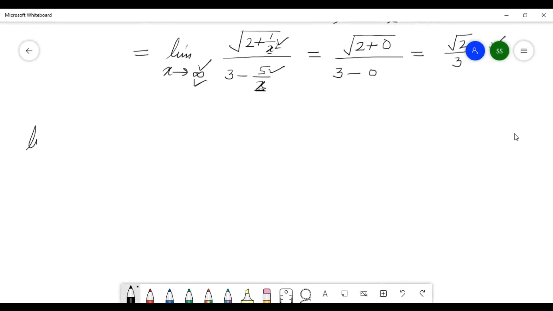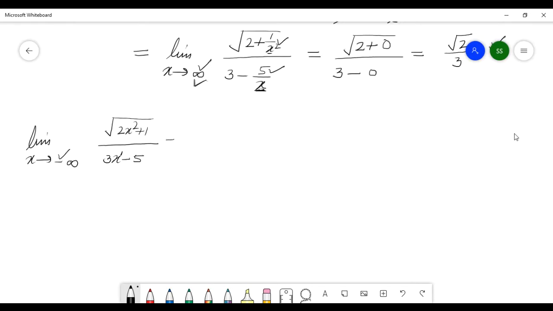Second, x goes to minus infinity. Then the modulus, the limit of square root of x square plus 1 divided by x minus 5. Again, the highest power of x here is x to the power 1. All the terms are divided by x, the modulus of x. Here x goes to minus infinity.